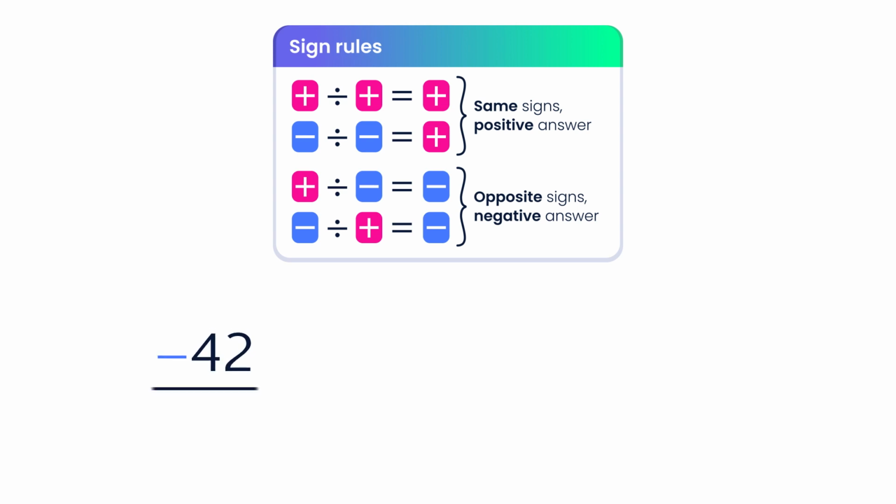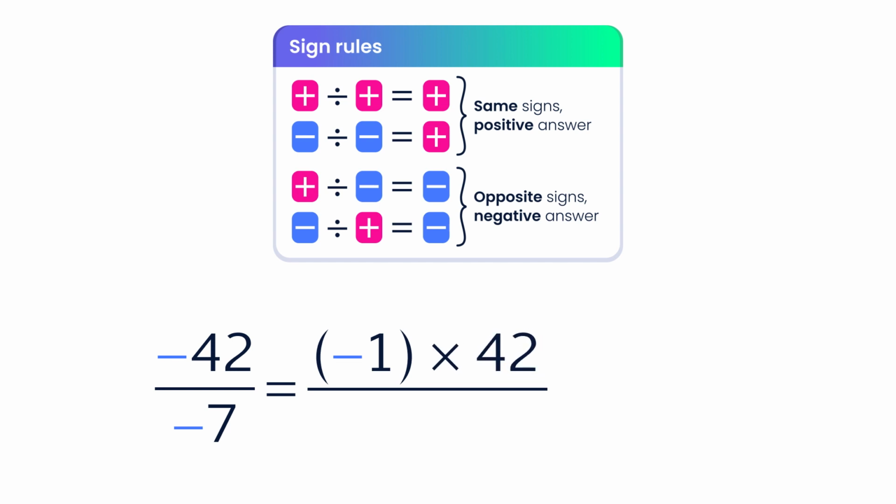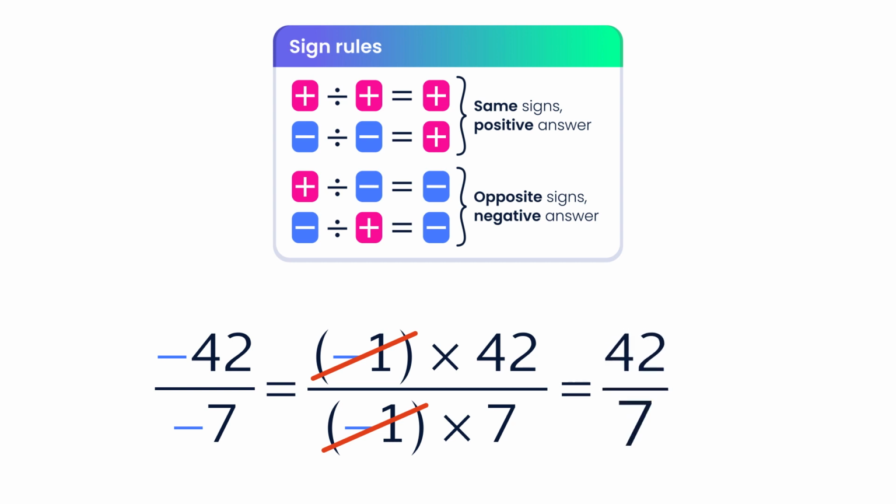Minus 42 divided by minus 7. Here is a little trick. Factor minus 42 into minus 1 times 42. Now factor minus 7 into minus 1 times 7. The famous cancellation rule lets you cancel the minus 1 in the numerator and the denominator, and you are left with 2 positive numbers. 42 divided by 7, which is 6. This trick always works, so you may conclude that division involving 2 negative numbers always gives a positive number.